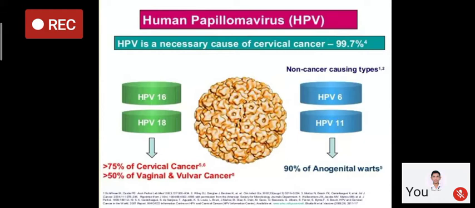So 16 and 18 alone lead to more than 75% of cervical cancer and more than 50% of vaginal and vulvar cancer. And 6 and 11, which are non-cancer causing HPV, lead to 90% of anogenital warts.